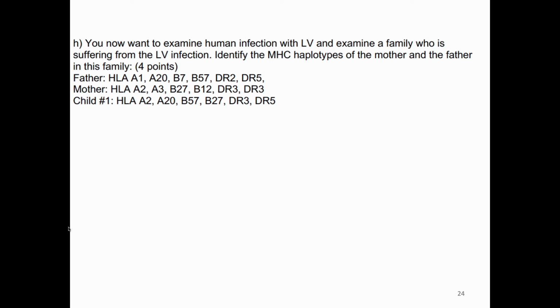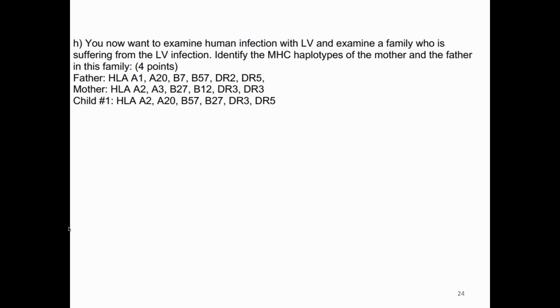And so here I have a mother, a father, and a child, and I ask you to identify the MHC haplotypes of the mother and father. When I ask you to do this, both mother and father have 2 haplotypes. So we got to have 4 answers. One of the most common things that people do wrong here is they give me only 2 answers instead of all 4. And basically another way of phrasing this is me asking you which of these genes are together on which chromosomes.